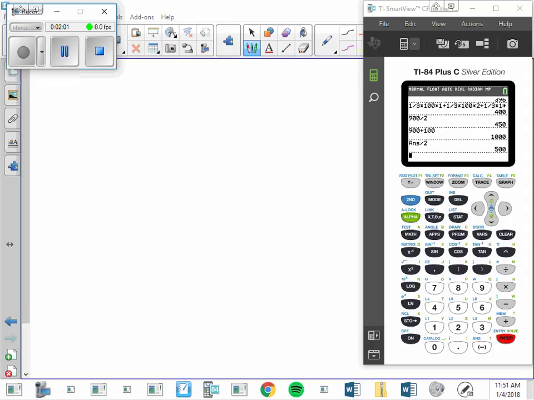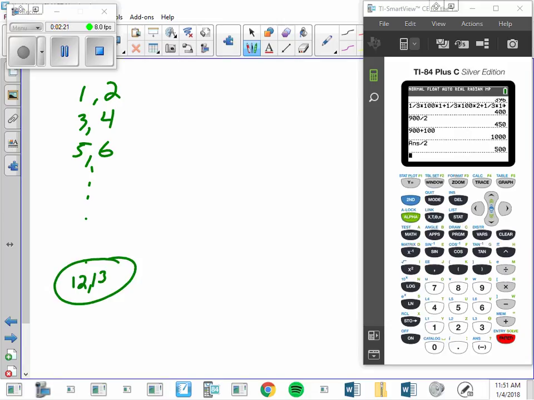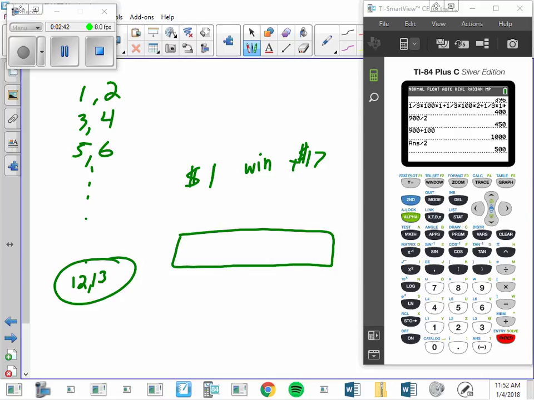Okay, so here's how you have to pick a split. The splits are 1 and 2, 3 and 4, 5 and 6, and so on. So you pick one of those. So let's say you pick 12 and 13. That's your bet. You pay $1, and if you win, you get your $1 back plus $17. Okay? So if we didn't have a roulette wheel and all we had was a box, what would be in that box?